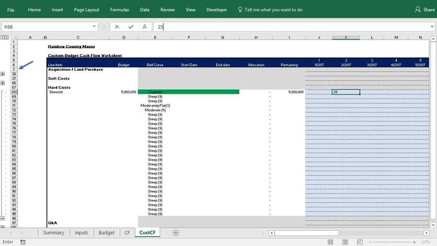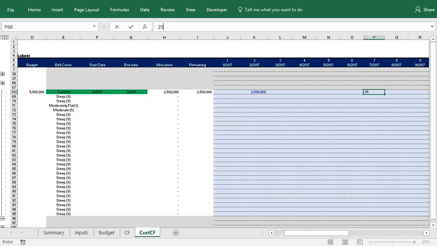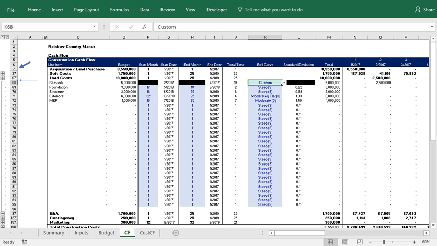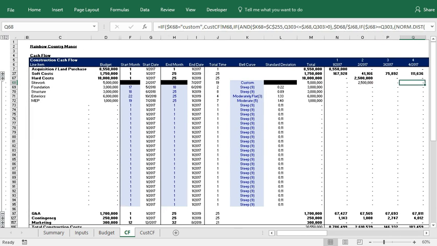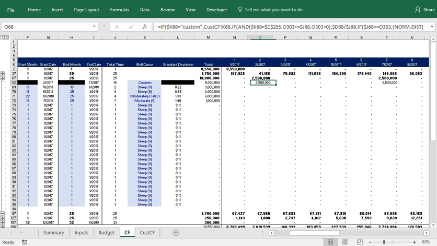Let's input 2.5 million in period 2, and you'll notice that the allocation shows up and our remaining budget is only 2.5. So let's put another 2.5 million in period 7. And what you'll notice is that both the allocation column and remaining column in row 68 have both turned green, and the remaining column has no more money left in it. So if we go back to the cash flow section, you can see that the conditional formatting is turned off here, and our custom cash flow has populated into the model.